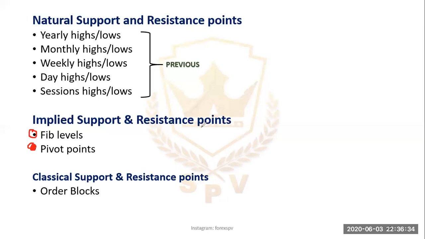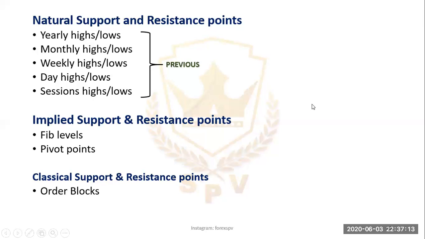So it's an implication of the view of the large speculators. They had a view that at that specific level price would go up. So they have their orders there, demand and supply, and eventually the market would move. So we have the fib levels and the pivot points. And we have the classical support and resistance points, which are the order blocks.